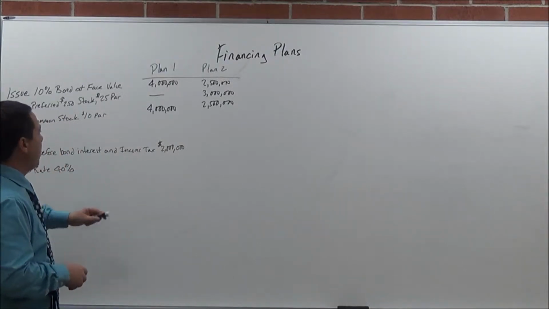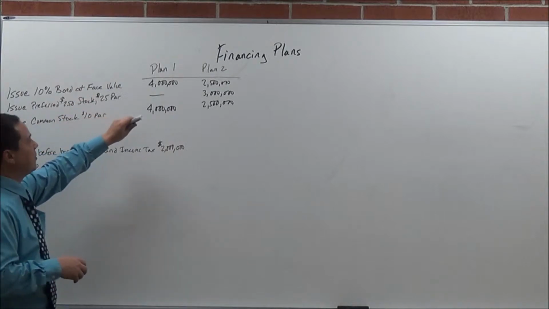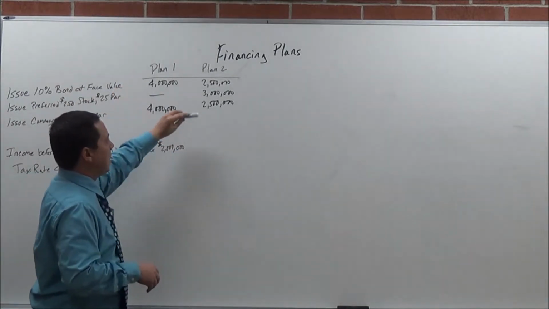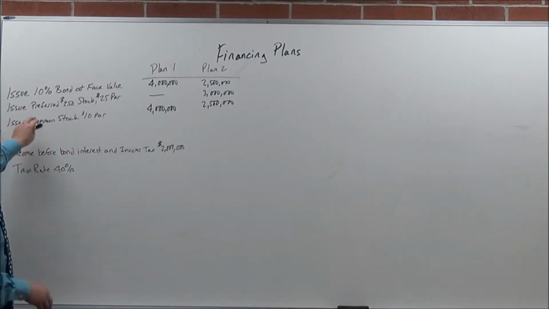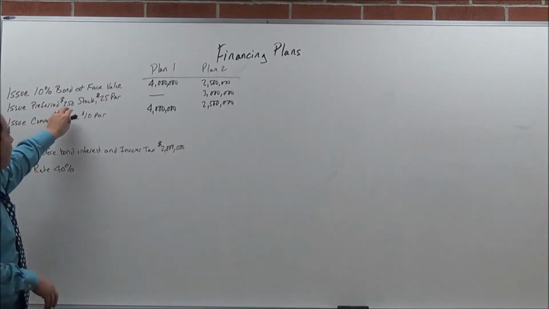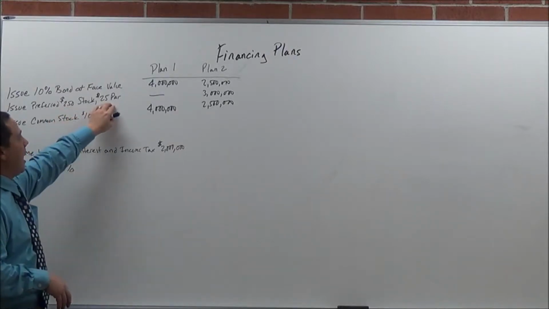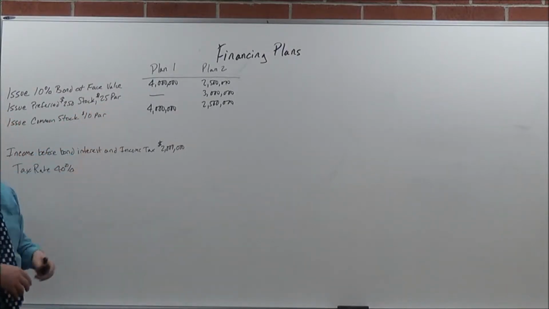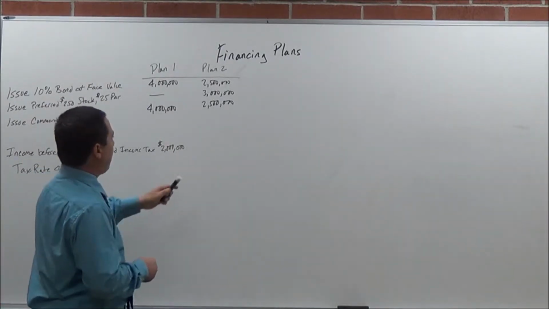In Plan 1 I have issued a 10% bond at face value for $4 million. In Plan 2 it's only $2.5 million. And then I issued preferred stock of 2.5, which is the dividend rate right here, and then this is the par value. We will then have to figure out how many shares are going to be provided as a part of this.